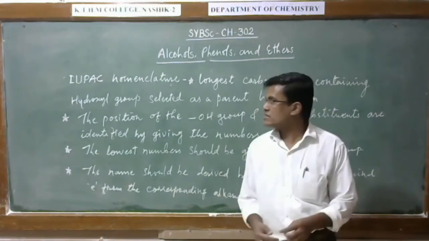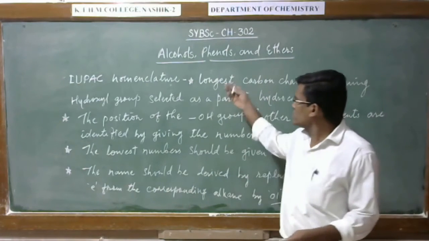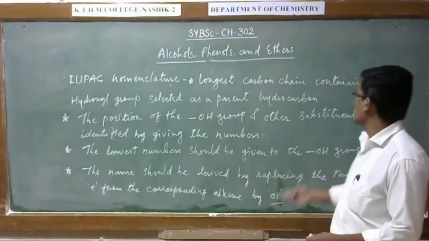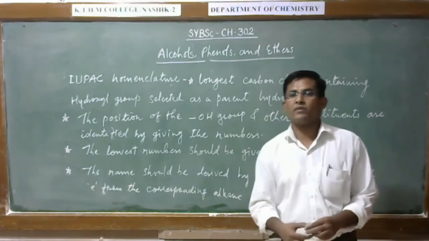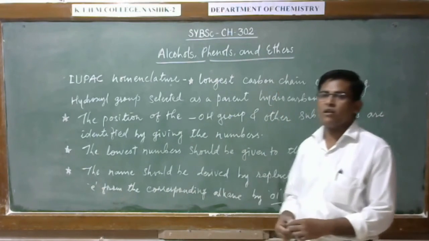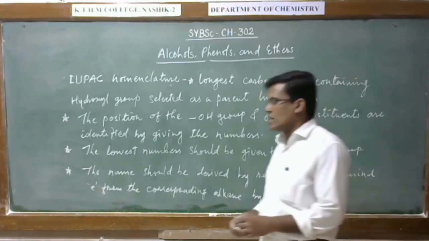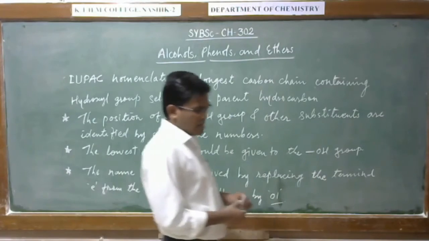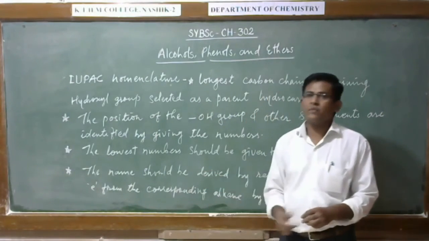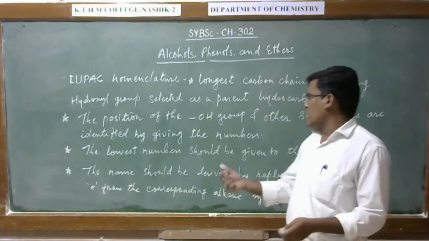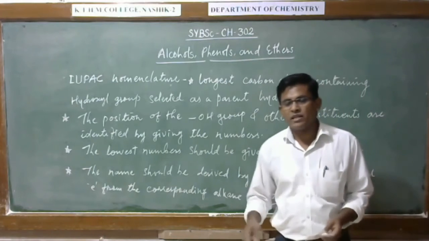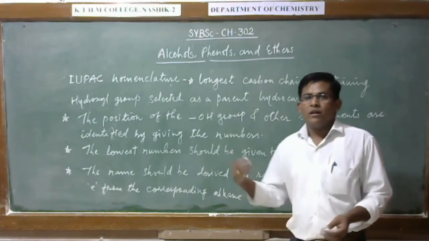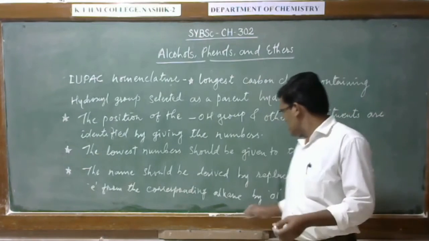Okay. That means this IUPAC nomenclature follows these rules. The longest carbon chain containing the hydroxyl group is selected as the parent hydrocarbon. Second one is the position of the hydroxyl group and other substituents are identified by giving the appropriate numbers. And the lowest number should be given to the hydroxyl group. And finally the name should be derived by replacing the terminal E present in the corresponding alkane by giving a name, all.